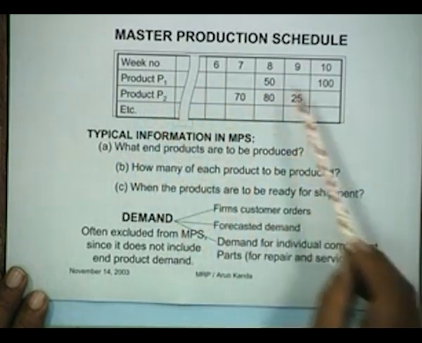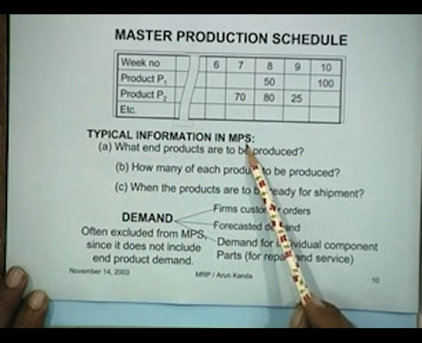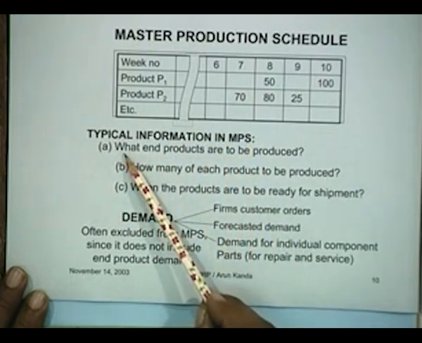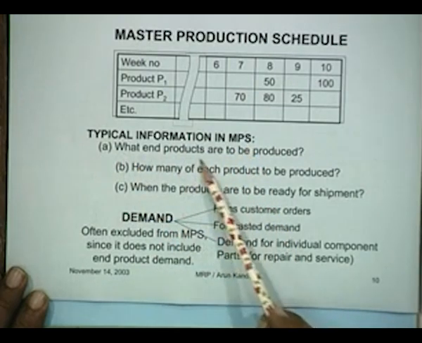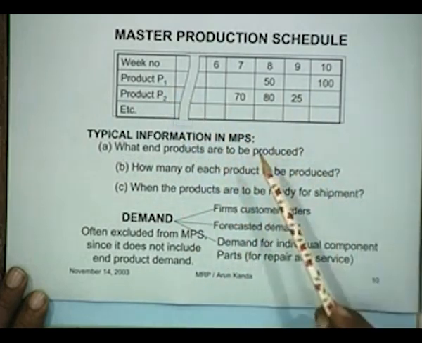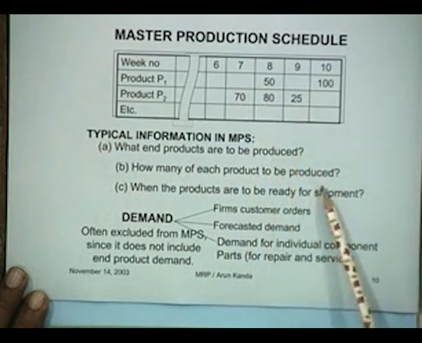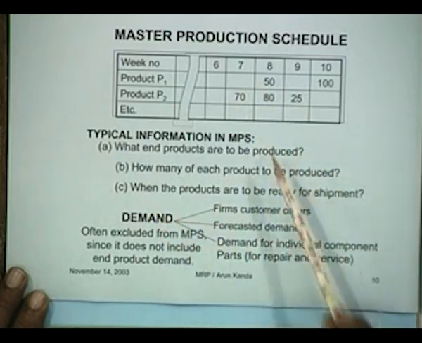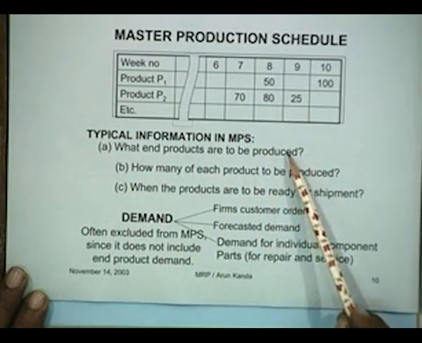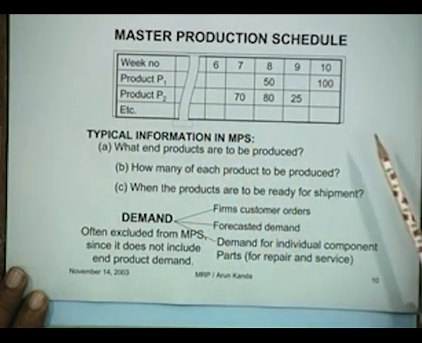And typically you can see what is the information that you get in the master production schedule. You get, number one, what end products are to be produced. It tells you product P1 and P2 are to be produced. Then how many of each product is to be produced, this tells you, and when the products are to be ready for shipment. So it basically specifies all these three things when you are talking about a master production schedule.